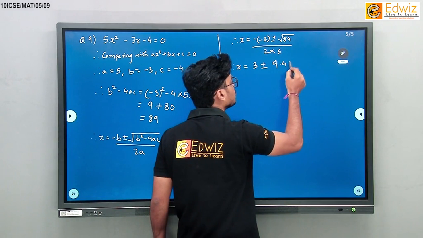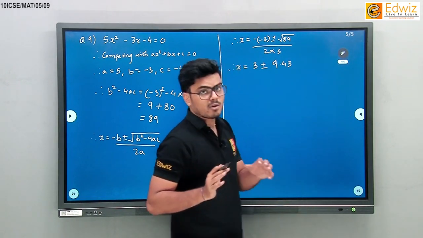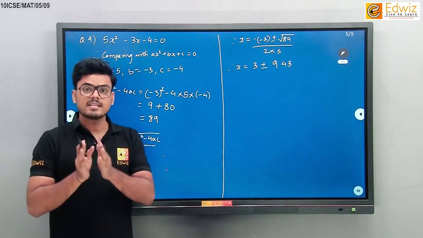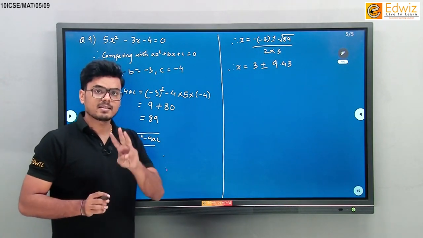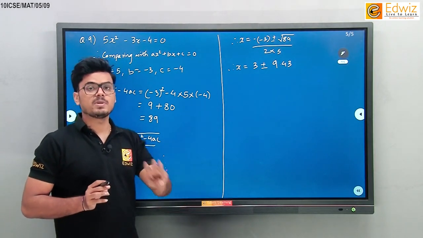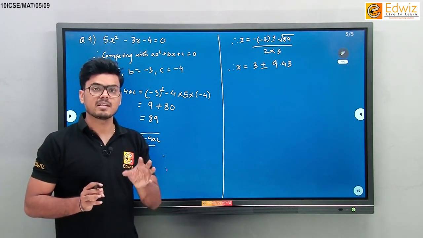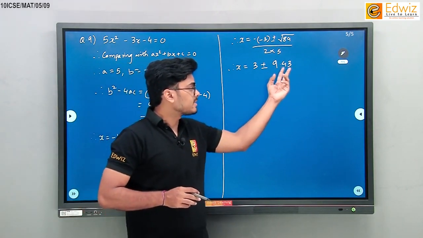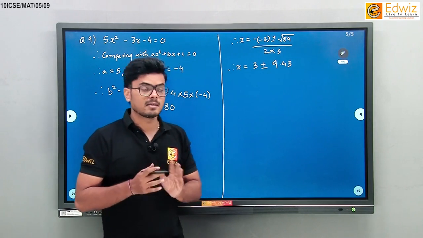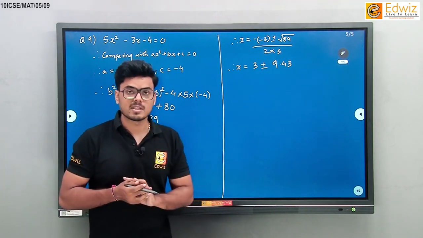We are taking it only up to 2 decimal places, because in the question they have asked us to write the final answer correct to 3 significant figures. We just have to write 3 significant figures. Matlab, in your final answer, there should be just 3 digits which are significant. So the 3 digits in 9.43, 9, 4 and 3, are 3 significant digits. That's why I have taken only 2 decimal places.